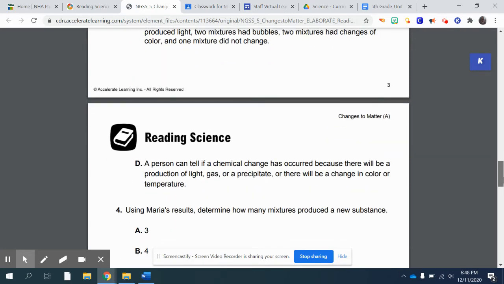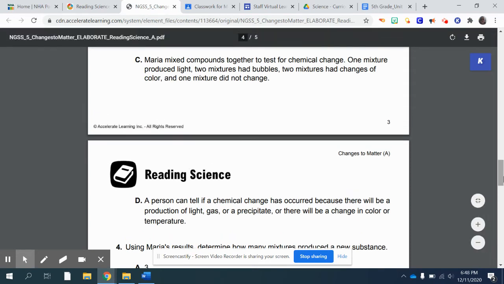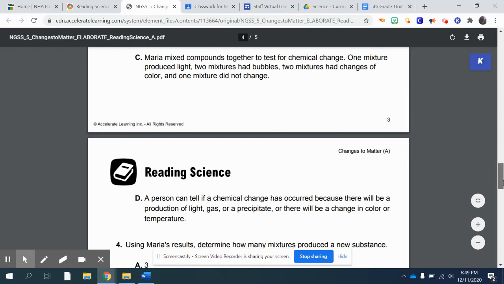C, Maria mixed compounds together to test for chemical change. One mixture produced light, 2 mixtures had bubbles, 2 mixtures had changes of color, and 1 mixture did not change.